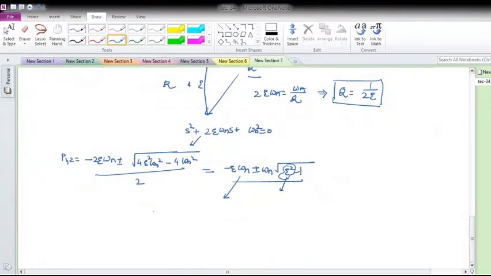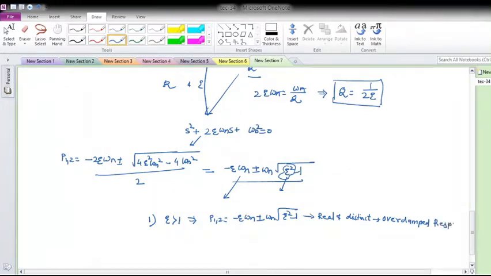So now let us define how we can do that. There may be 4 situations. What will be the first situation? What happens if zeta is greater than 1? Then the poles will be minus zeta omega n plus minus omega n square root of zeta square minus 1, and the poles are real and distinct. I will get the response in exponential form, and that kind of behavior is called overdamped response, for zeta greater than 1.